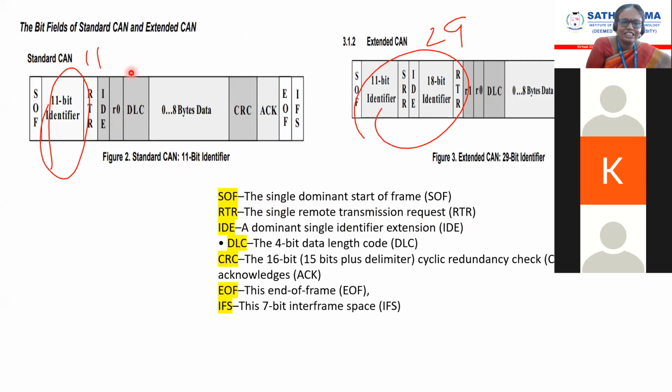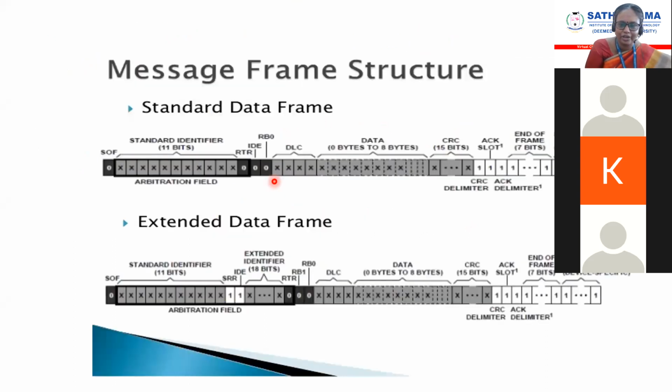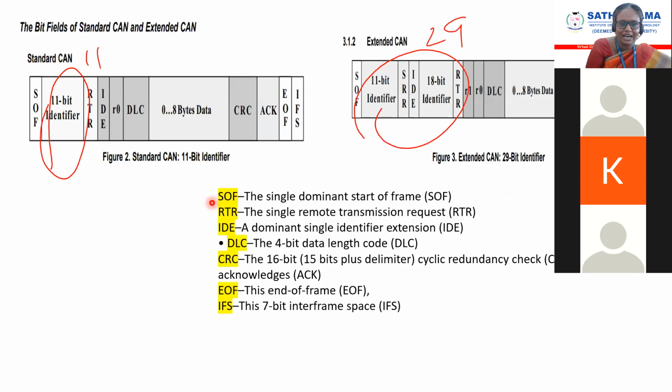So the only difference between the standard CAN and extended CAN is that here we have an 11-bit identifier and here a 29-bit identifier, 11 plus 18. Okay, then finally we have IFS, interframe space. So we will see all these bits and what we are doing. Both the diagrams are the same only.